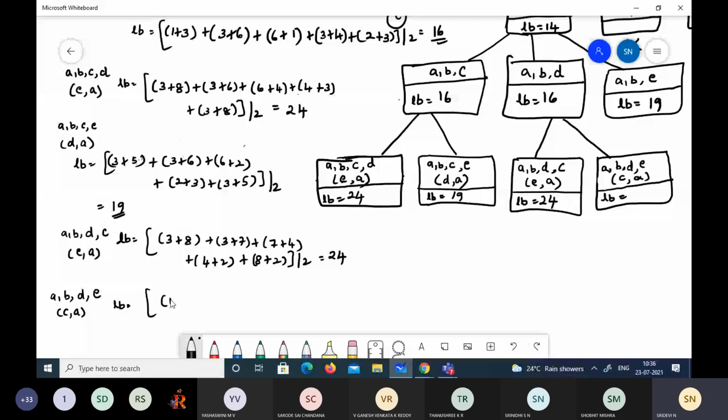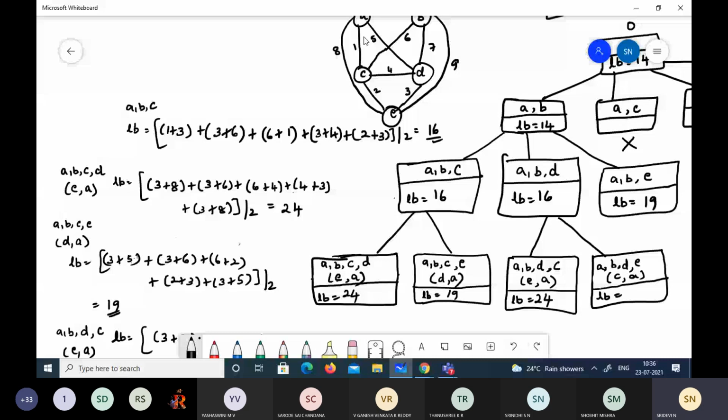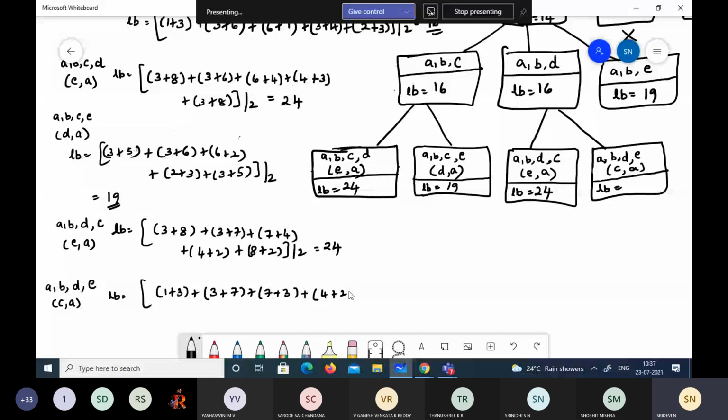So 1, and one more path is A to B, just 3. B to A is 3 and B to D is how much? B to D is 7. Just look into the graph. Now, B to D is how much? 7. D to E is how much? D to E will be 3. You should have the graph beside you and check. Then we have E to C and D to E. So it will be 4 plus 2, and then you have C to A and C to E. So it will be 2 plus 8.